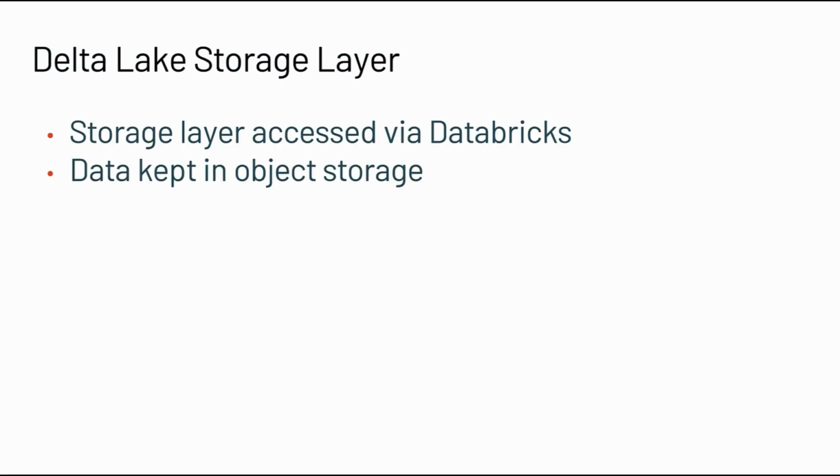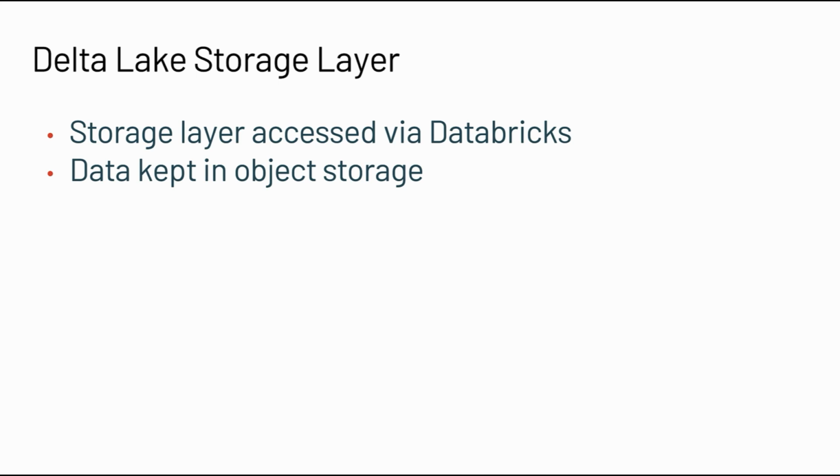Then we have this Delta Lake storage layer. When using Delta Lake, your organization stores its data in a Delta Lake storage layer, and it accesses that data via Databricks. A key idea here is that an organization keeps all of this data in files in object storage, and it's beneficial because that means that your data is kept in a lower cost and easily scalable environment.